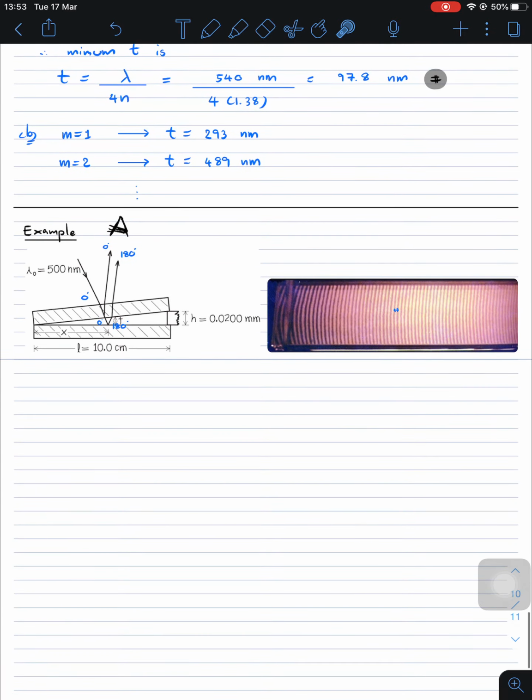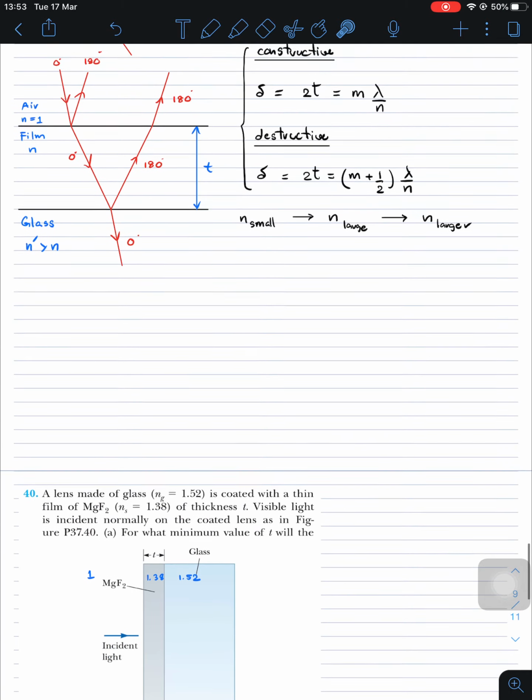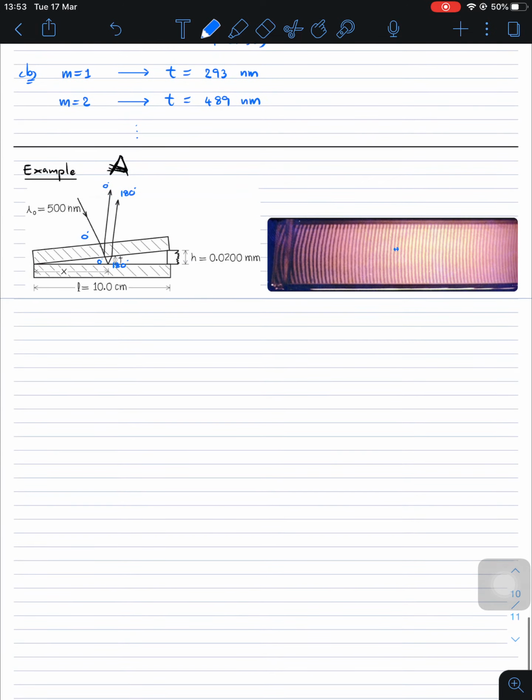Okay, so you can see it's going to be this case. Okay, it's going to be this case for the destructive interference. Okay, because we have from the film and then to the air, right? From the film to the air, it's going to be the destructive interference here. So that's why we can get that the 2t equals m times lambda over n. Okay, so we can get the 2t equals m times lambda over n.